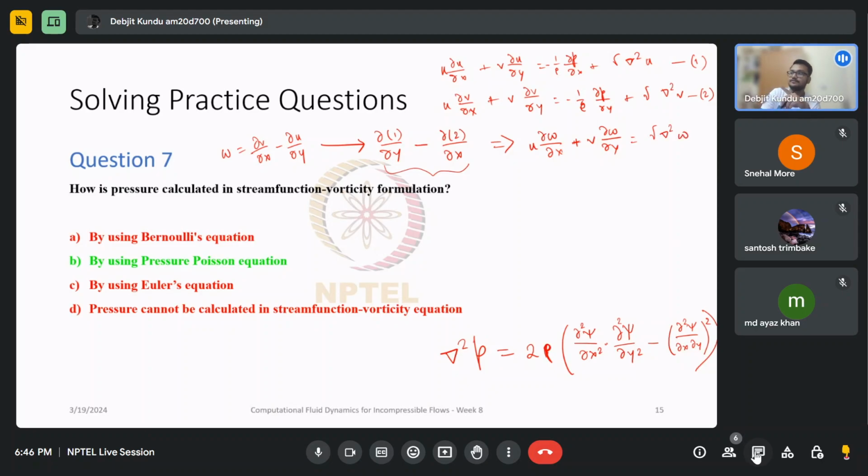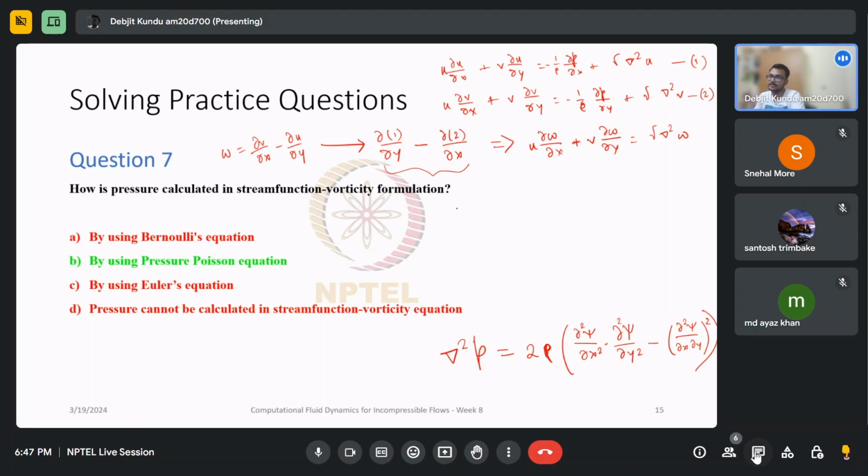This is the important step where p is eliminated from the equation, and this is the primary reason why the stream function vorticity formulation is simpler than the Navier-Stokes equation, because this is where one of the variables is eliminated. So we started off with three variables, that is u, v, and p. Since we are eliminating p, we are boiling down to only two variables from now on. This is what allows the solution of stream function vorticity formulation.